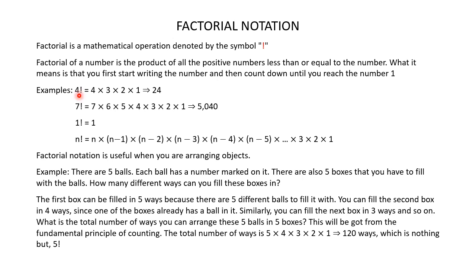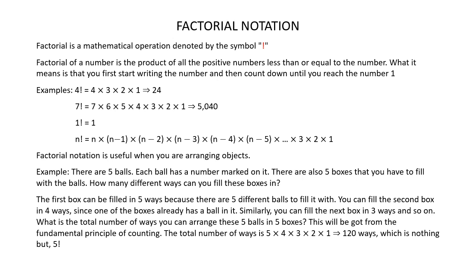This is 4 factorial. So the value of 4 factorial is nothing but the product of all the positive numbers less than or equal to 4. So you have to first start writing the number 4 and then count down until you reach the number 1. So 4 factorial is equal to 4 multiplied by 3 multiplied by 2 multiplied by 1, which is nothing but 24. So 4 factorial is equal to 24.